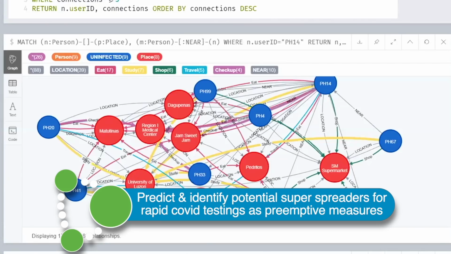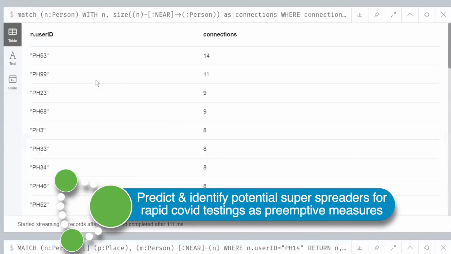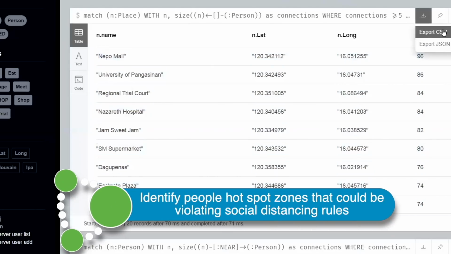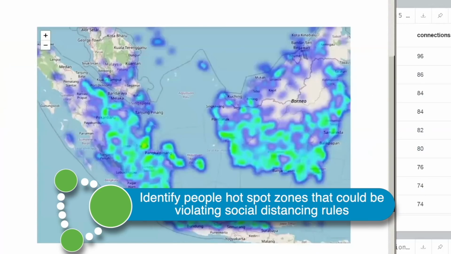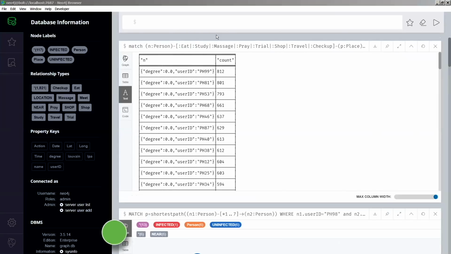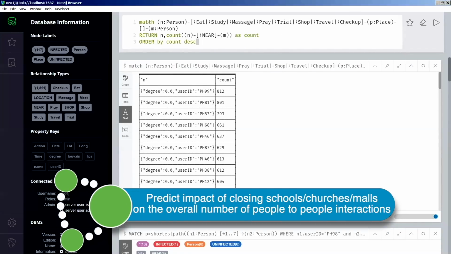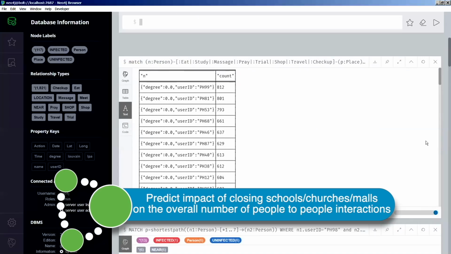People who travel and mingle a lot, and thus are potential super spreaders, could be identified and prioritized for rapid COVID-19 testing as a preemptive measure. Hotspot zones, where large crowds gather and where social distancing is not observed, could easily be mapped and graphically represented. Simulating the impact of opening or locking down geographic areas, communities, institutions, and industries according to type can be run to predict risk levels based on the number and proximity of human traffic.